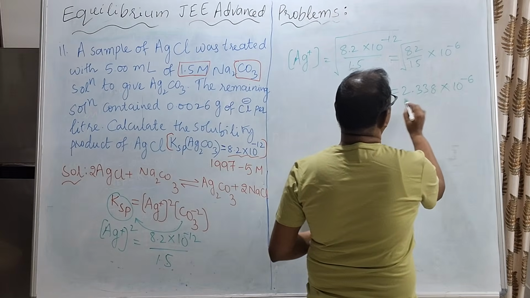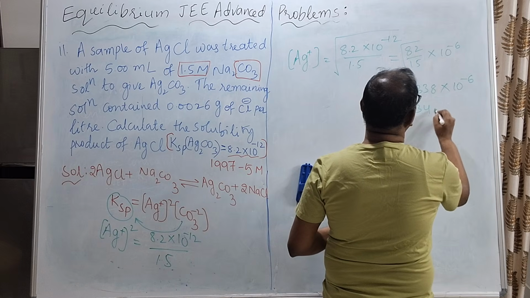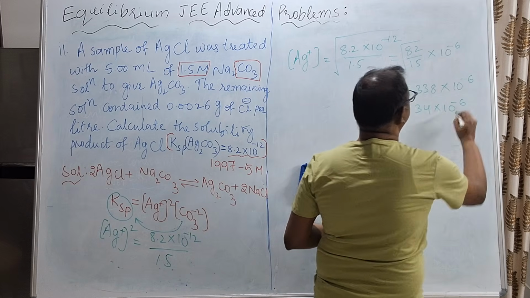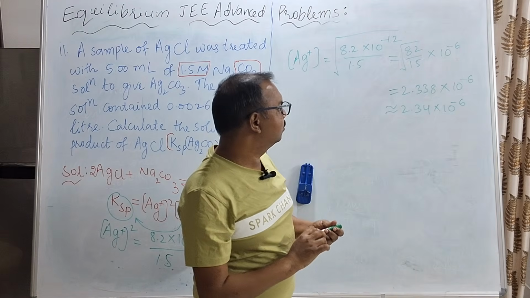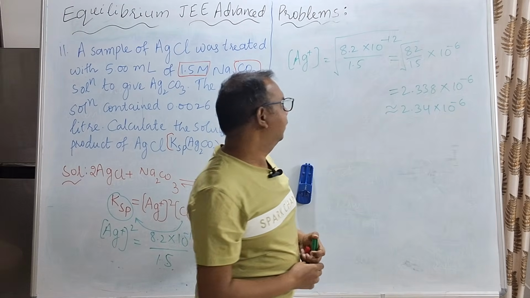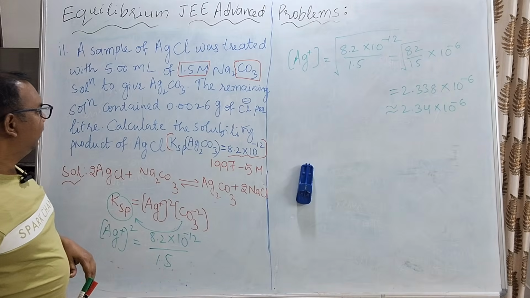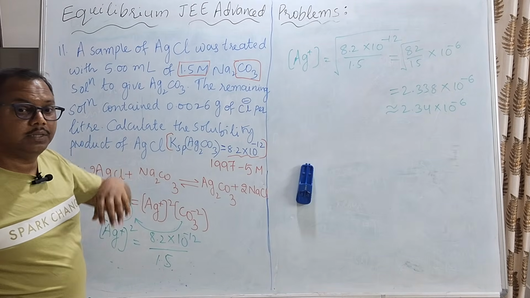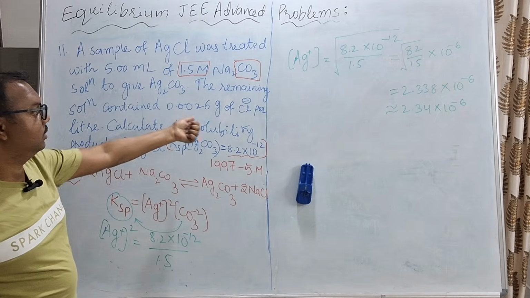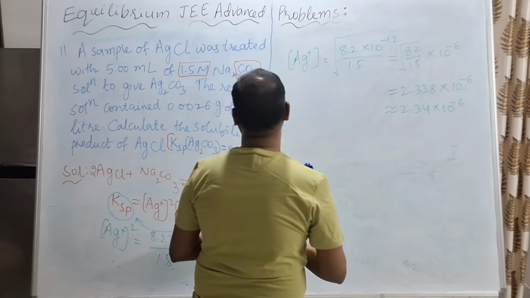The concentration is approximately 2.34 into 10 power minus 6 for the concentration of Ag plus. But what they are asking, we got the concentration of Ag plus and we are required to find out the concentration of Cl minus also. Cl minus is given how much here?